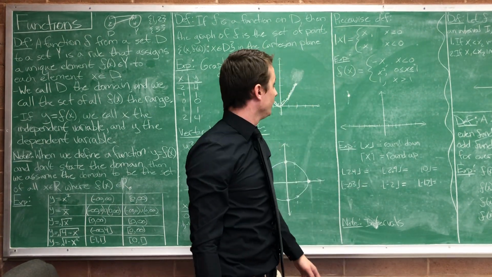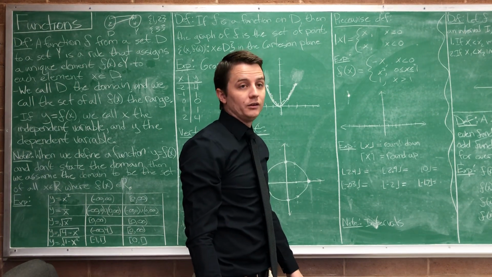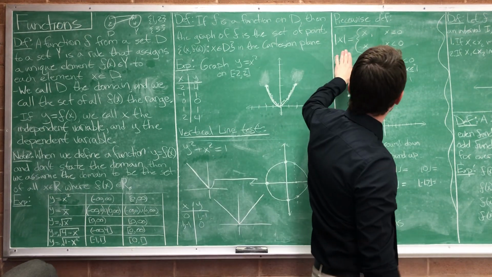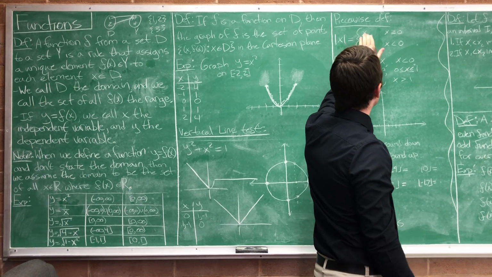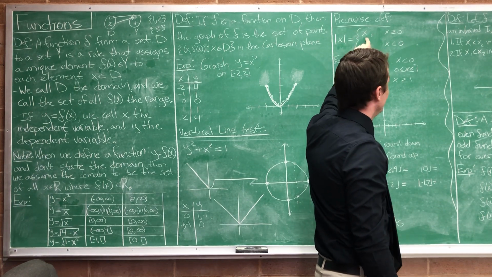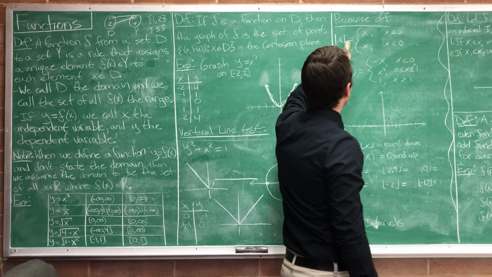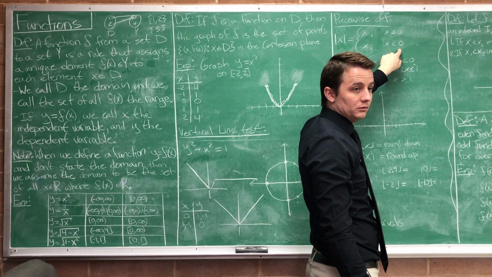Real quick, what's the absolute value of 2? 2. What's the absolute value of negative 3? 3. Okay, you got it. So our definition for the absolute value of x would be: it's equal to x, whatever you input, if that thing's greater than or equal to 0. And it's equal to the negative of whatever you input, if that thing's less than 0.